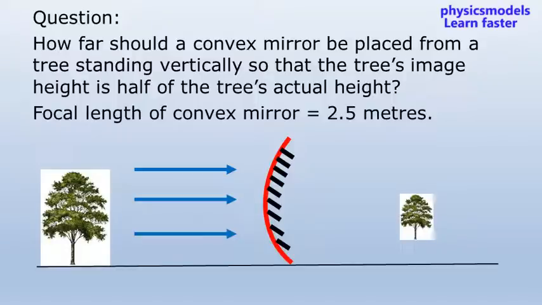Hi, this video will be useful to understand not only a solved problem on convex mirror but also become clear on the sign conventions to be used for object distance and image distance. In this problem we have to adjust the position of the convex mirror to and fro till we get an image which is half the height of the object. The focal length is given as 2.5 meters.